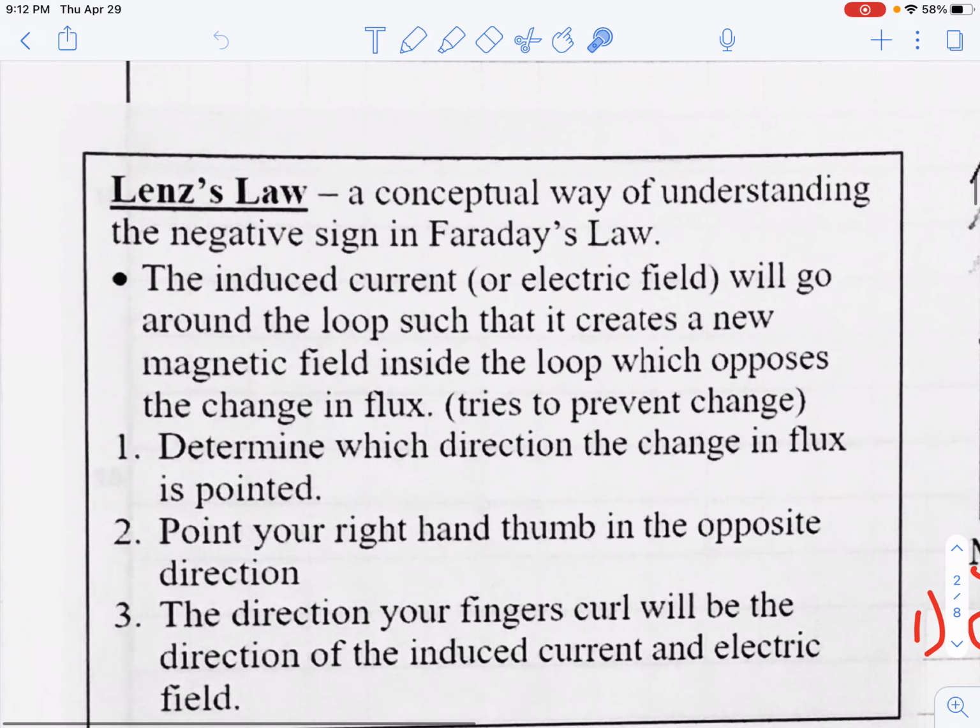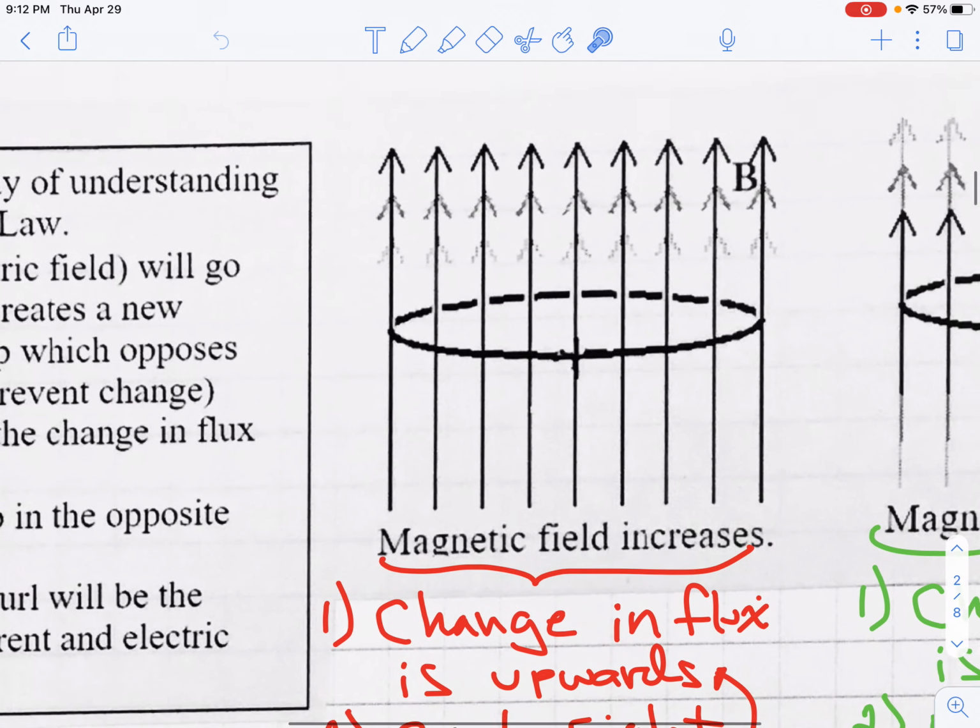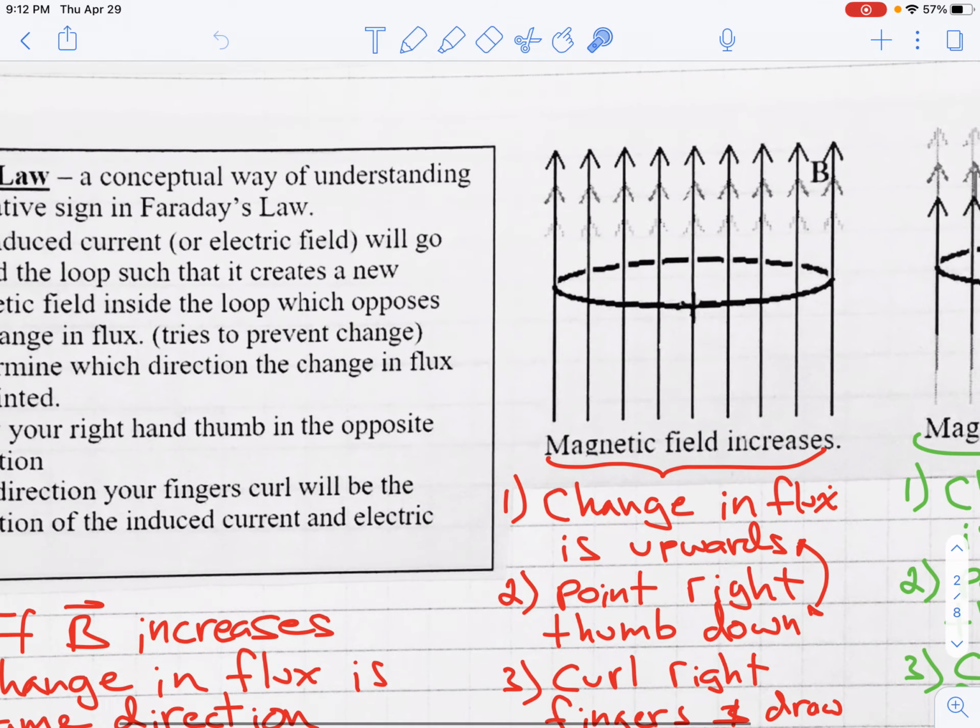Once you know which direction the change in flux is, we know that the current that's going to be created wants to fight or prevent that change. So you're going to point your right-hand thumb in the opposite direction of the direction that the flux was changing. And then you curl your fingers, and that's the direction of the induced current, or the direction that the electric field would be. So here the magnetic field increases, right?